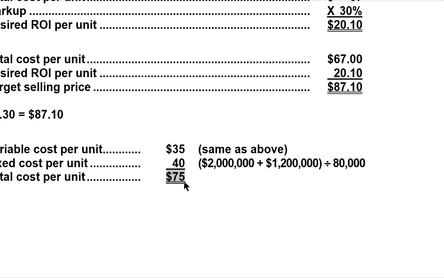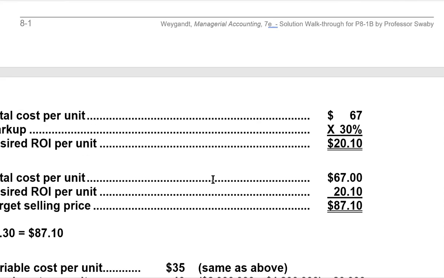times 1.30. Sorry about the interruption. So a price point of $87.10 would be more competitive than a price point if we were to go based on $75 cost, because then our selling price would be $97.50, which is $75 plus a 30% markup, resulting in a selling price of $97.50.